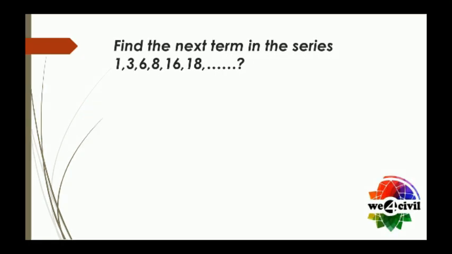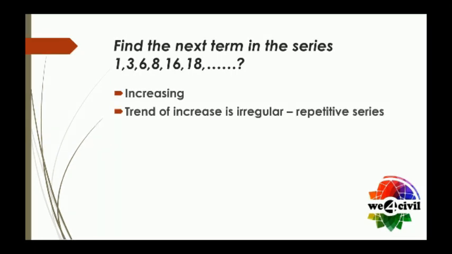We have 1, 3, 6, 8, 16 and 18, and we need to find the next term. So you can see the series is increasing. That's the basic idea. And there's a problem with this series because the increase is irregular. So you can see 1 to 3 it has increased by 2, 3 to 6 it has increased by 3, and 6 to 8 it has increased but it's only by 2. So the variation is irregular, and thus we can understand that it belongs to some kind of repetitive series.